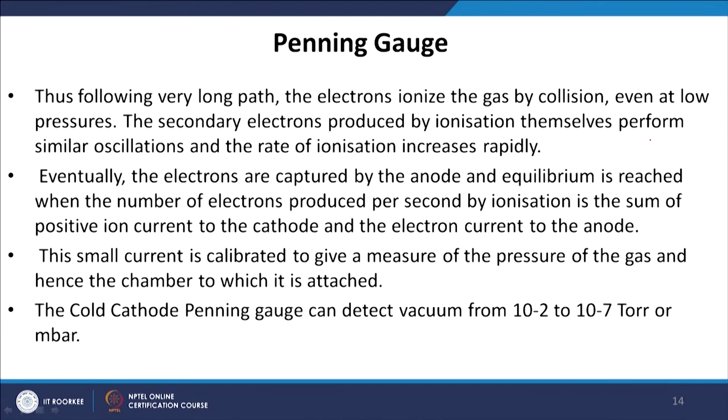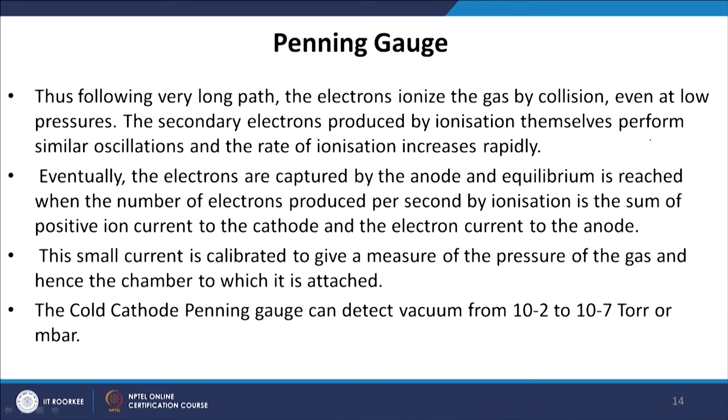Eventually, the electrons are captured by the anode and equilibrium is reached when the number of electrons produced per second by ionization is the sum of the positive ion current to the cathode and the electron current to the anode. An equilibrium will soon be reached, because the total current flowing from the cathode to anode will be equal to the current produced due to the ionizations. Both of them will be equal, then we reach equilibrium.